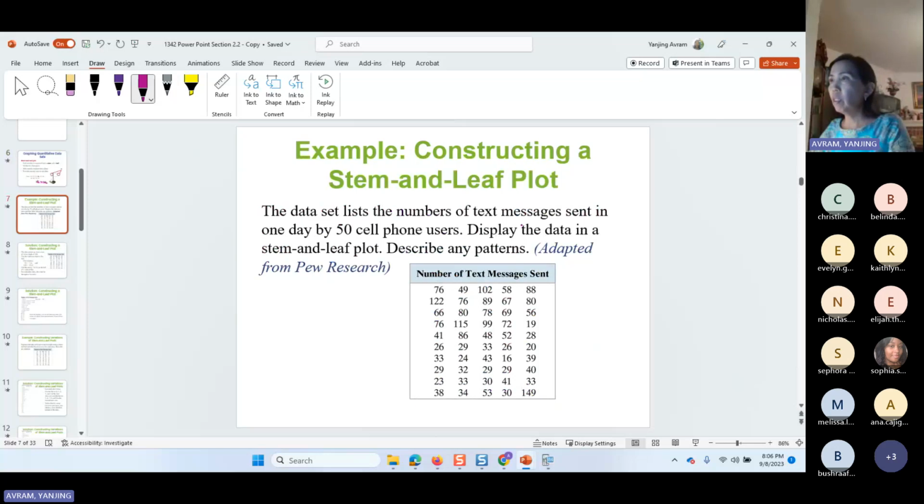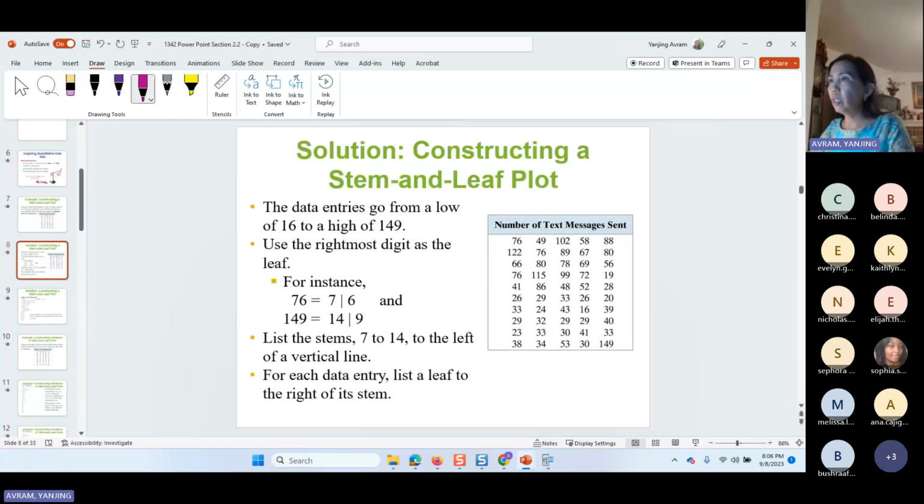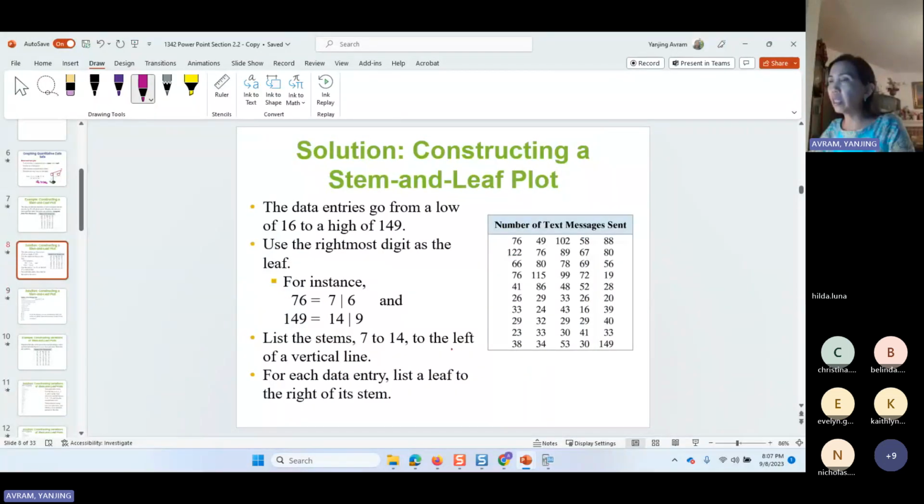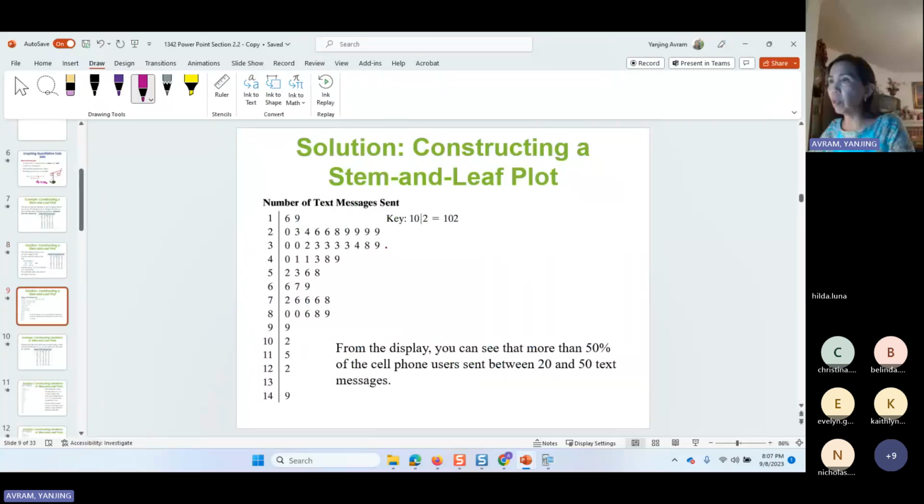If you have this many data, you might want to go through the data once and put it in an unsorted stem and leaf, and then eventually sort them. Then you put the key right here. So this key, 10 bar 2, is 102, not 10.2. So put a little key right here so people will understand what the data represents.